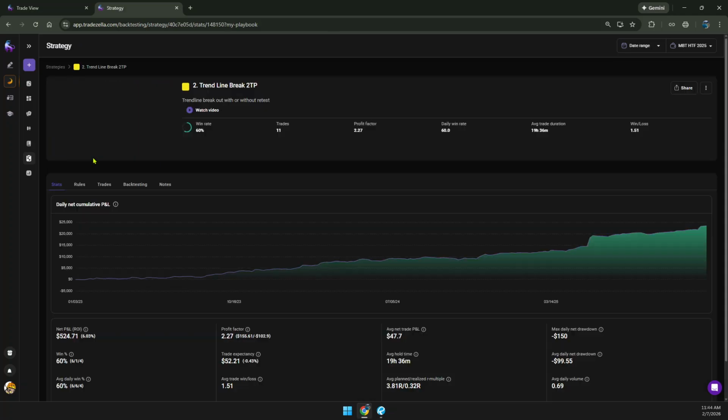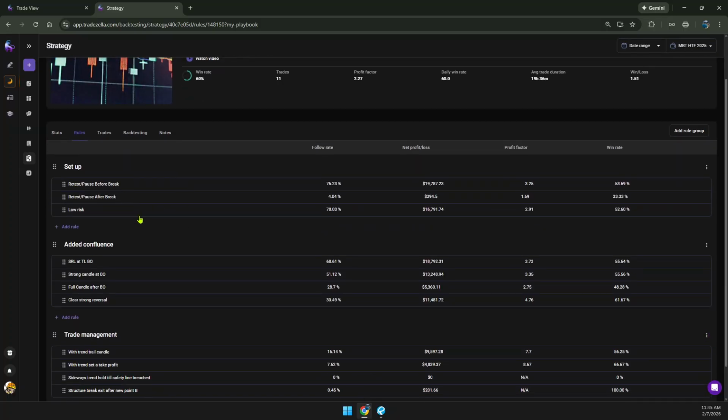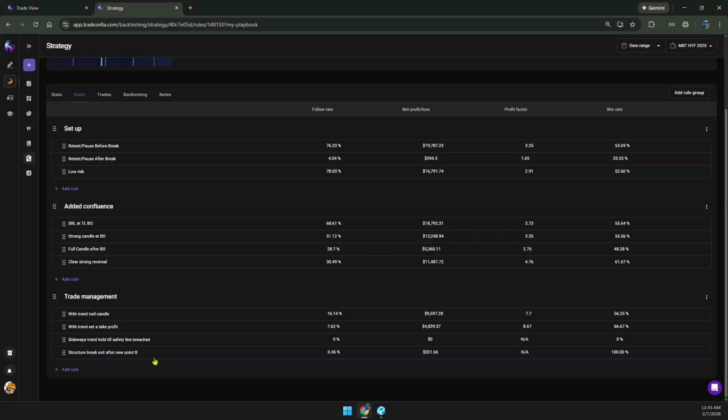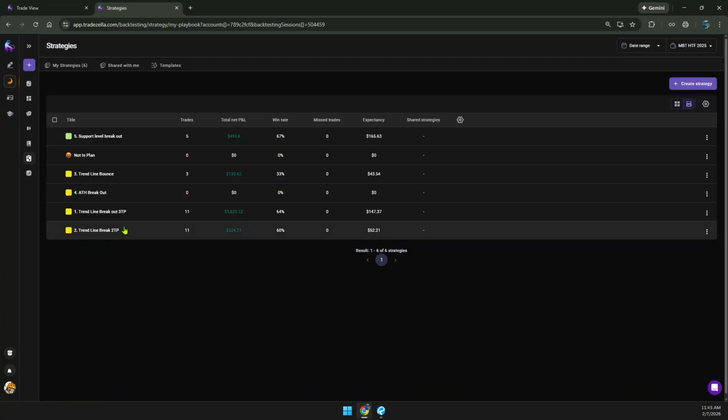You'll see that my 2 touch point is pretty close to the same. The only difference with the 2 touch point is that the confluence of the trend line has to be there. I have to have a trend line reaction, whether that's a bounce or a break of a trend line with the 2 touch point, before or after the break. Same low risk, same confluences, same trade management. It keeps it simple and easy to manage.